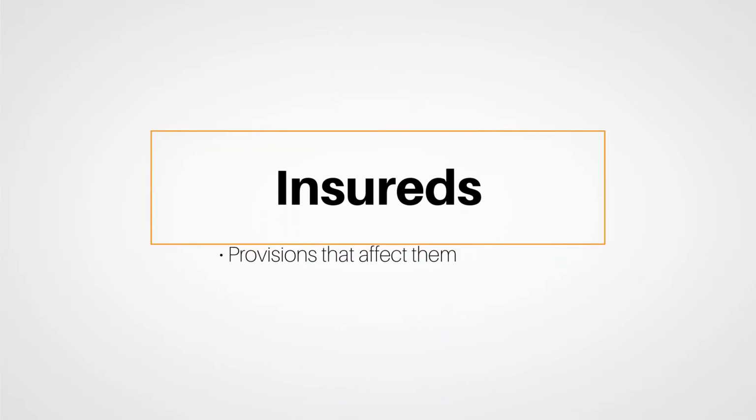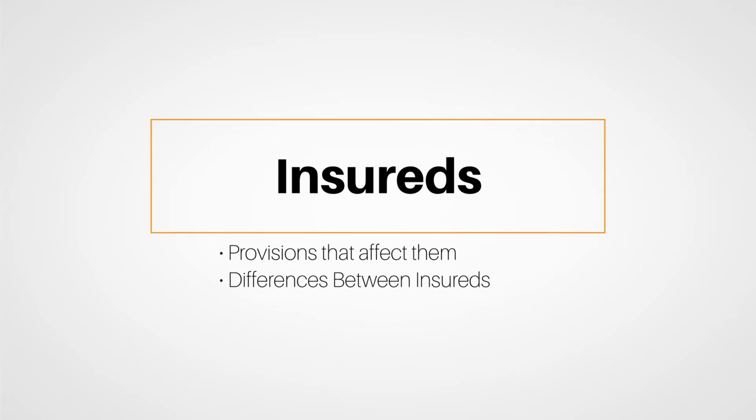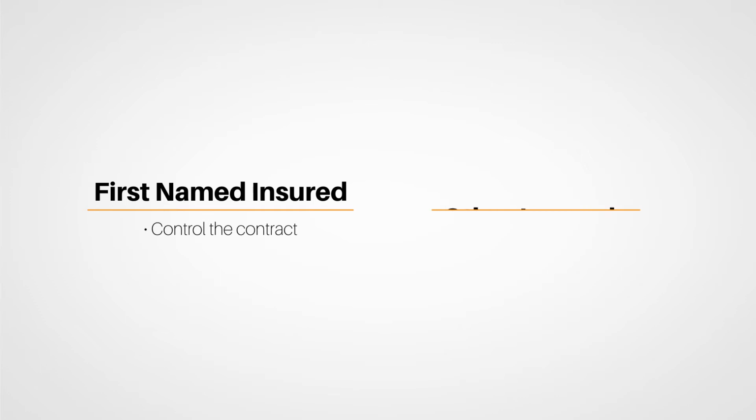The section made clear certain no-fault benefits, like medical payments, and finished with important material on endorsements, which are used to alter coverage in a policy, and supplementary benefits included in the contracts. We defined insureds and the provisions that affect them and the differences between them. There are first named insureds, who control the contract, and then other insureds that are covered by the policy.